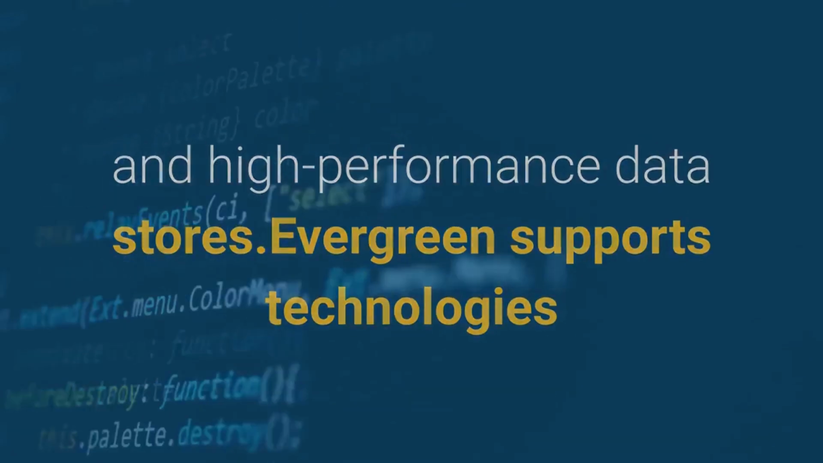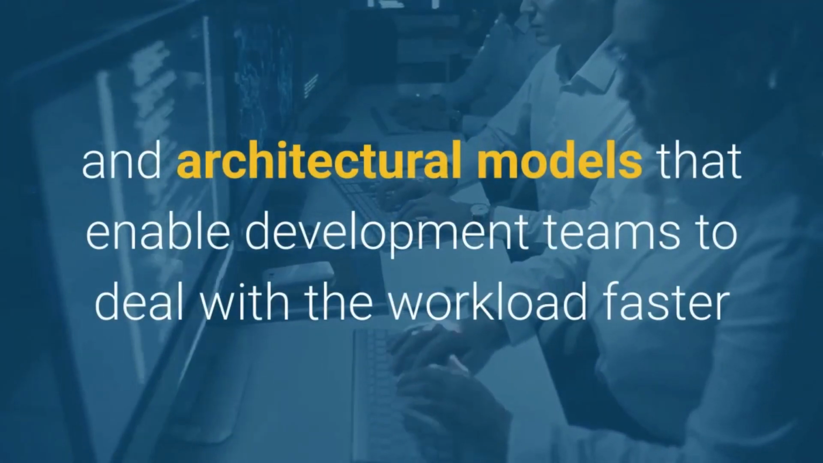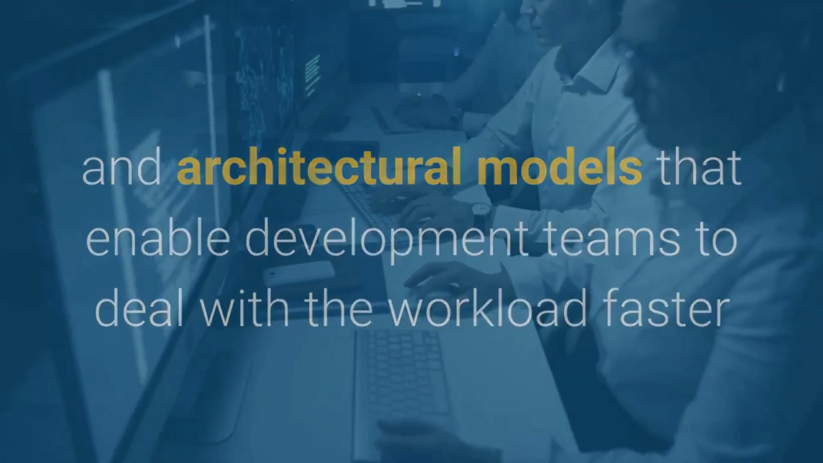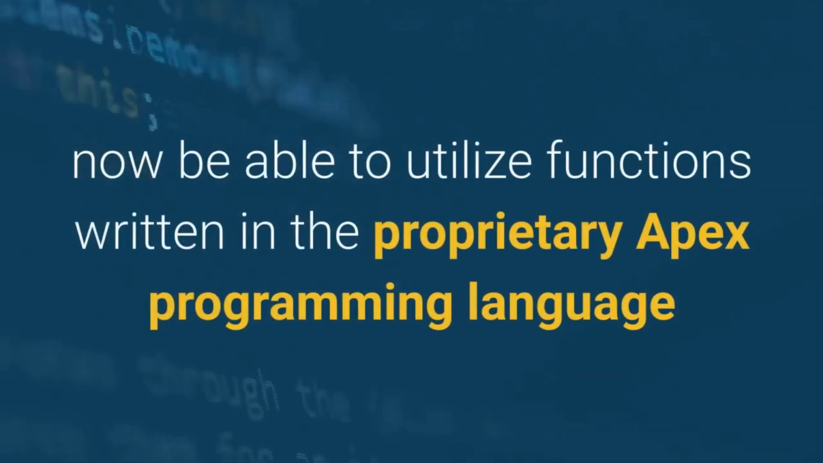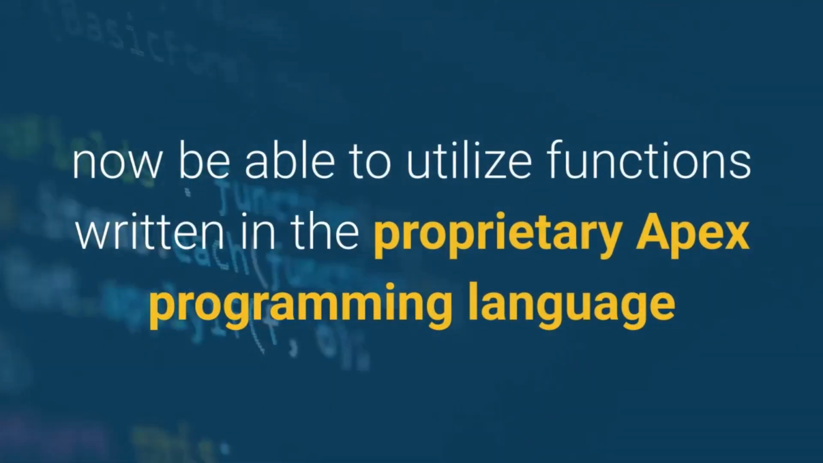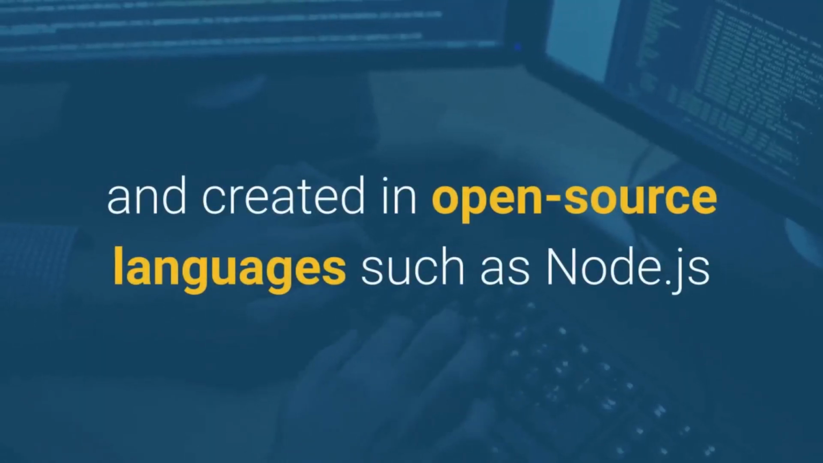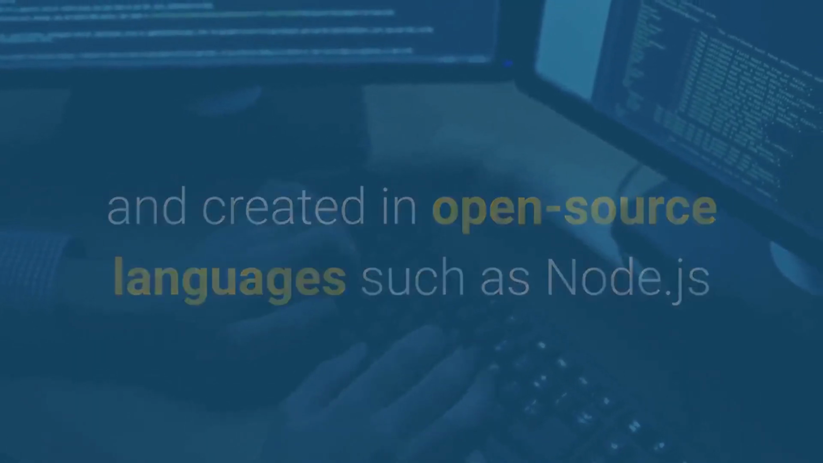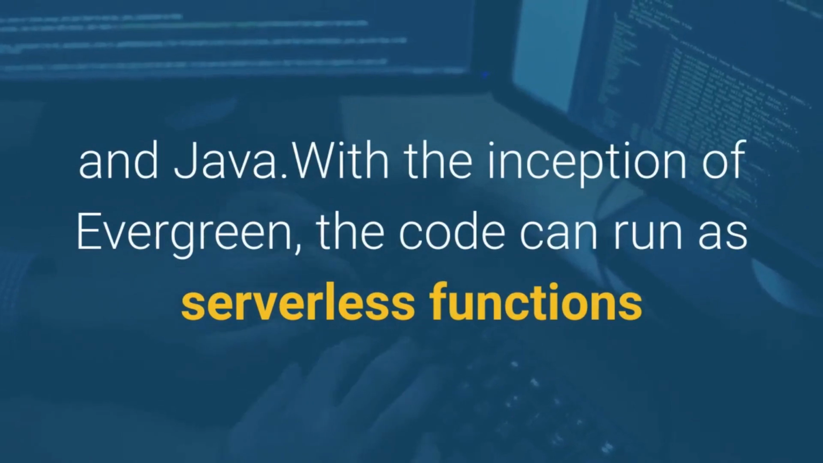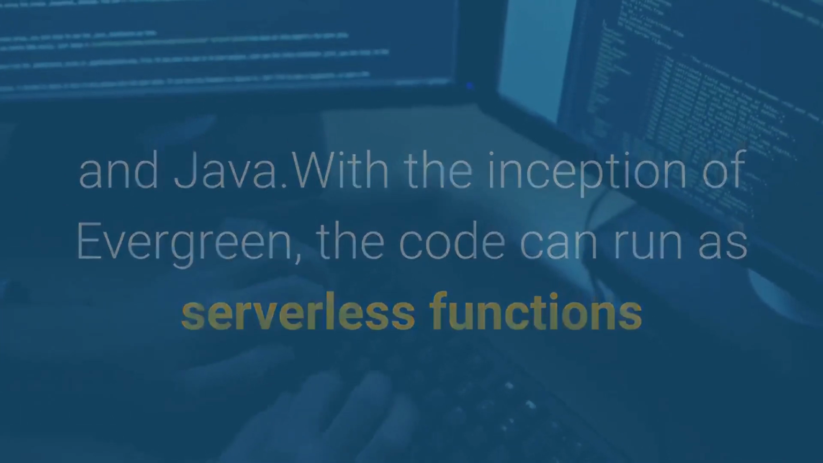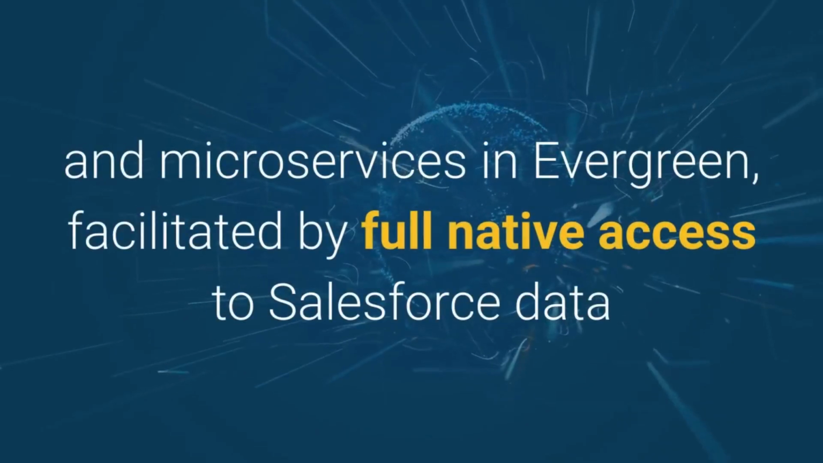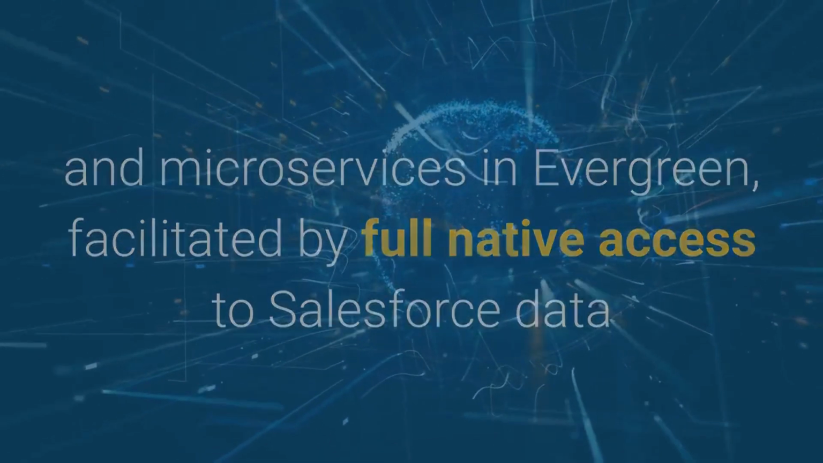Evergreen supports technologies and architectural models that enable development teams to deal with the workload faster and be more productive at work. This means developers would now be able to utilize functions written in the proprietary Apex programming language and created in open-source languages such as Node.js and Java. With the inception of Evergreen, the code can run as serverless functions and microservices in Evergreen, facilitated by full native access to Salesforce data and functions.